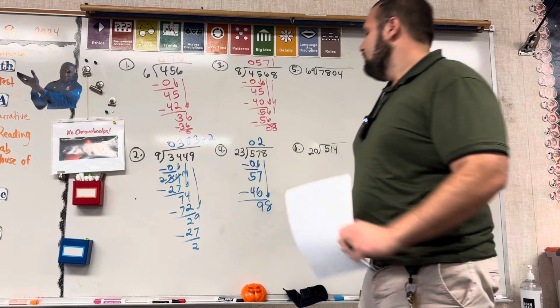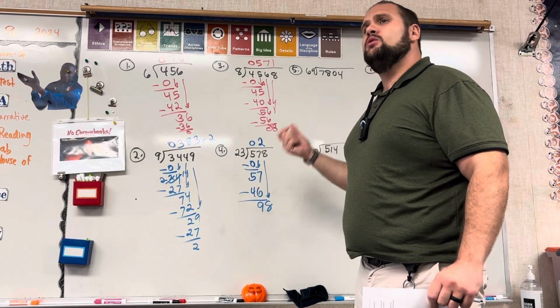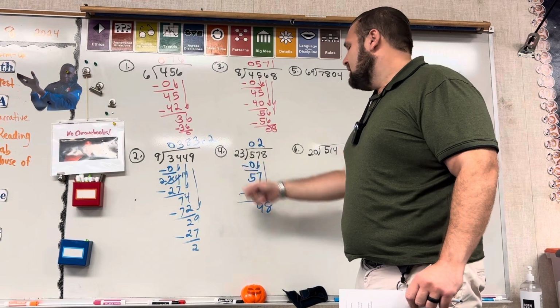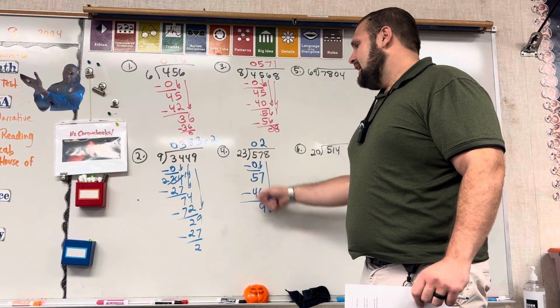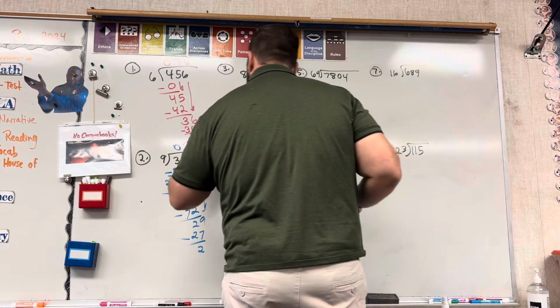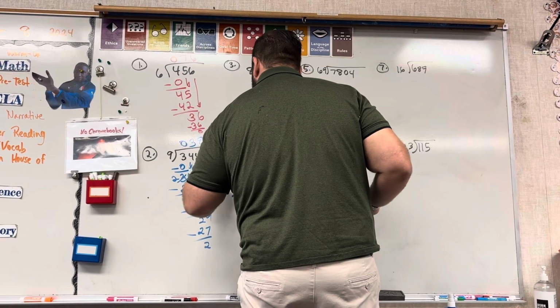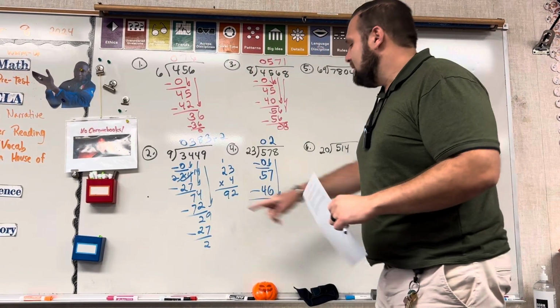Now, I don't know how many times it goes in this on the top of my head. I know my 2s. 2 times 5 is 10. So 20 times 5 is 100. And I think that's too big. So I'm going to try 23 times 4 and see if that works. We'll do it to the side here. 23 times 4 is 92. And look at that. I'm as close as possible.